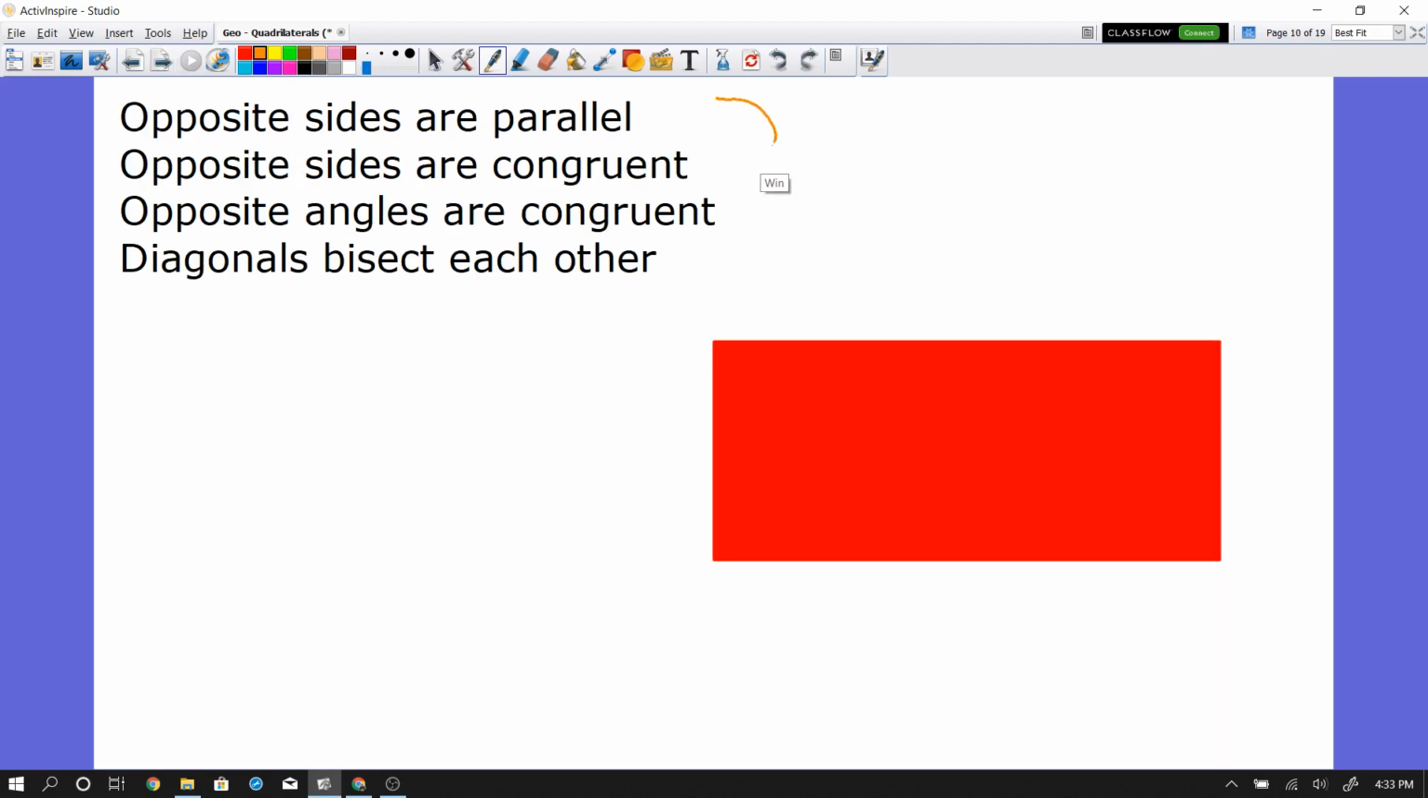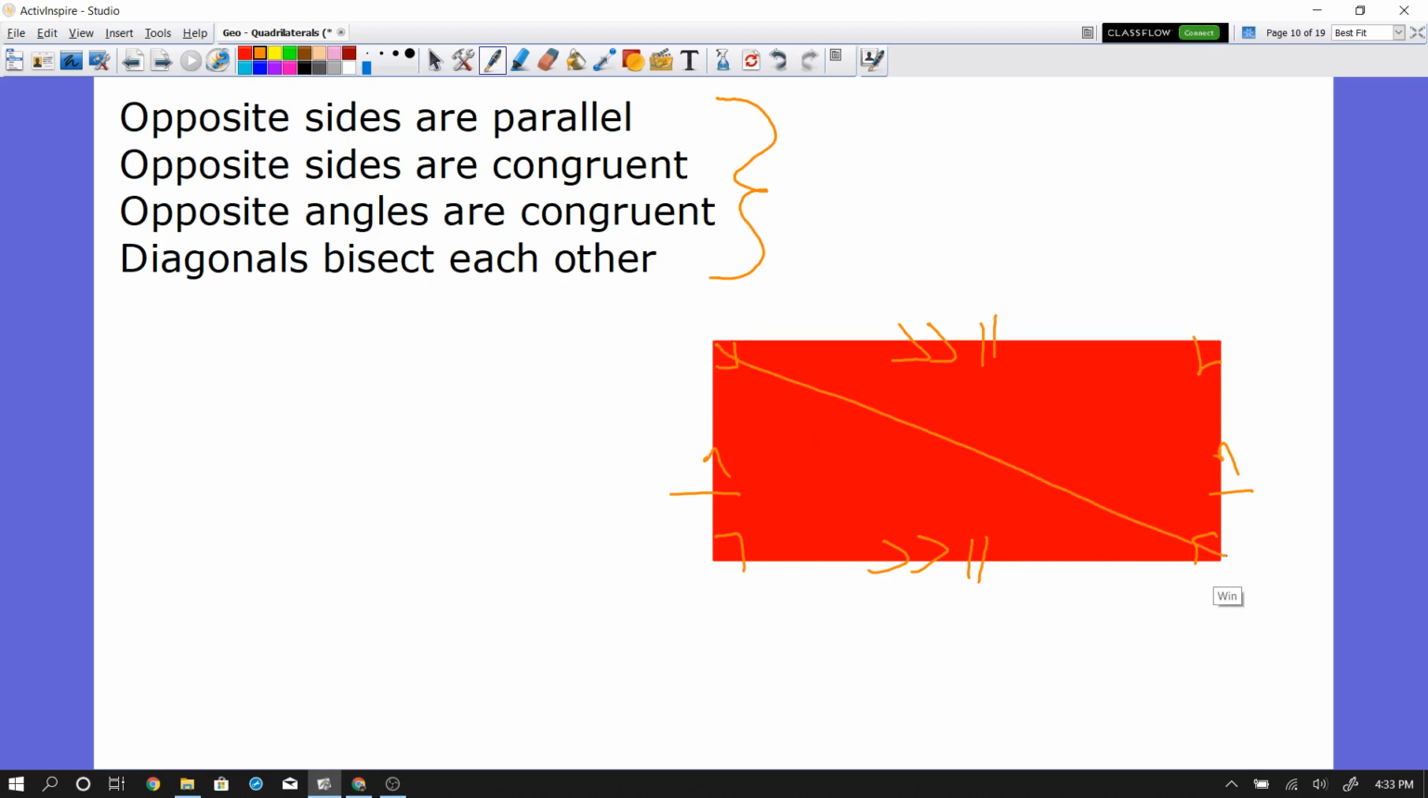Okay, opposite sides are parallel. You can see I'm still using the big four from a parallelogram, but we're going to add in the other stuff that makes this a rectangle. Opposite sides are parallel. Opposite sides are congruent. Tell me when I'm wrong. Just kidding. Opposite angles are congruent, and that holds true still on a rectangle.